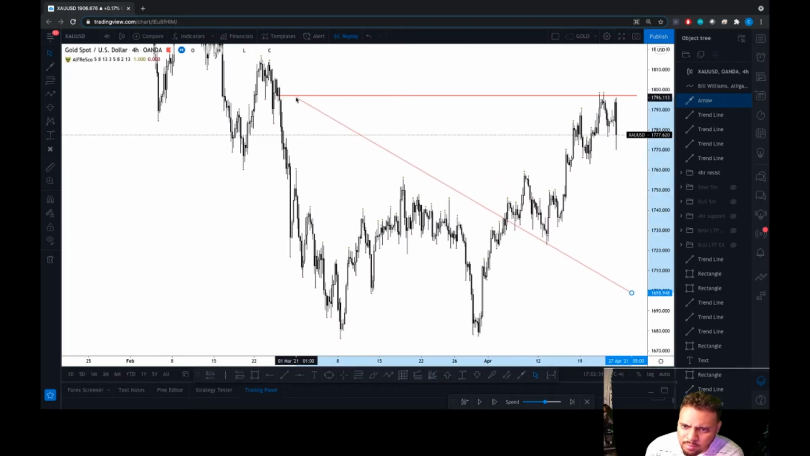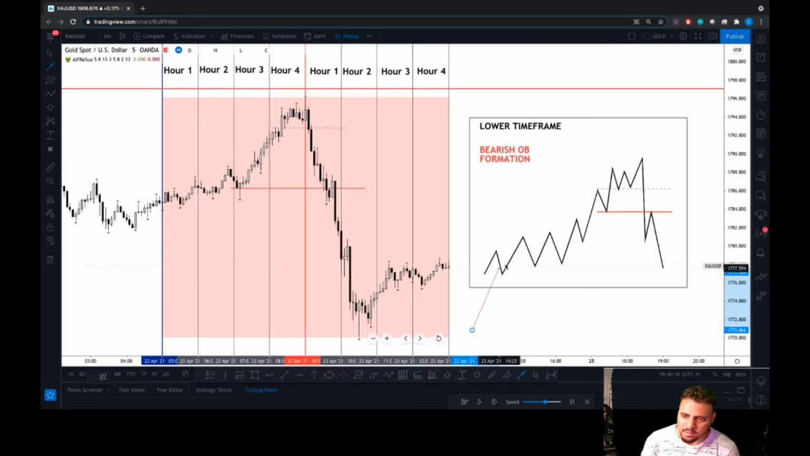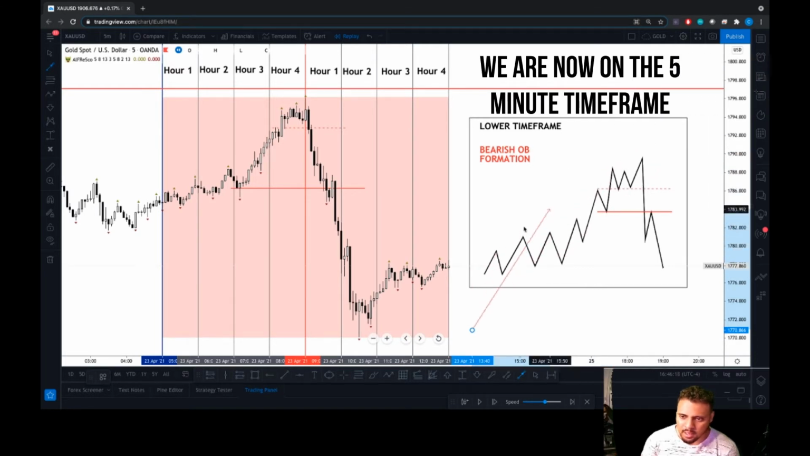There is a resistance point here. Price trades up into here and immediately pulls back. Okay, so we can anticipate that this was an attempt to trade higher. The moment we see exhaustion towards the resistance, we are now understanding that this is potentially going to be a bearish order block.